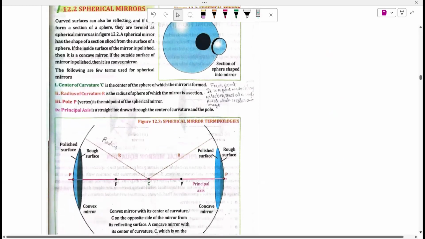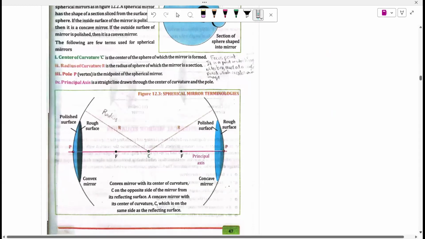If I refer to this diagram, na, the concave mirror has the inner reflective surface, and the convex mirror has the outer reflective surface. So they both are the part of the same. These are the terms that you need to remember and memorize when it comes to mirrors. This would remain the same for lenses as well. Okay. So center of curvature is the center of the sphere of which the mirror is formed.